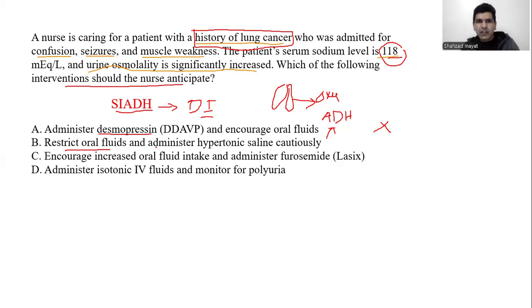We can do this, and we need to administer hypertonic saline cautiously. Why? Because the sodium levels are low, and to correct or to treat this hyponatremia, we need to give hypertonic fluids. But we can think about it based on our rationale and knowledge. We can say this can be a right option, so we can keep it as a possible correct option.